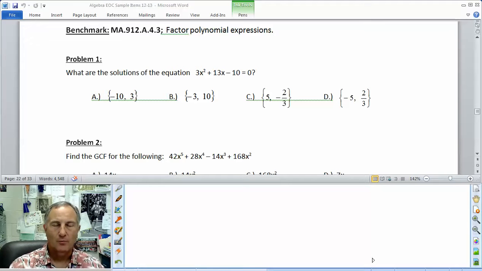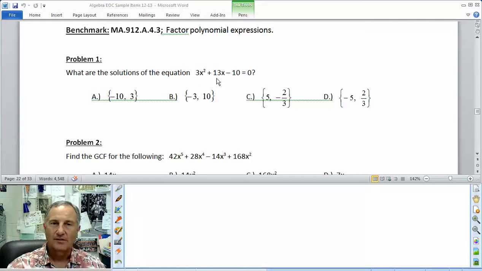All right, picking up with A, 4.3, factoring polynomial expressions. We covered this quite a bit in the last 9 weeks. To solve this equation, 3x squared plus 13x minus 10 equals 0, you should first recognize that this is a quadratic. We've got an x squared in here, the biggest exponent we have.